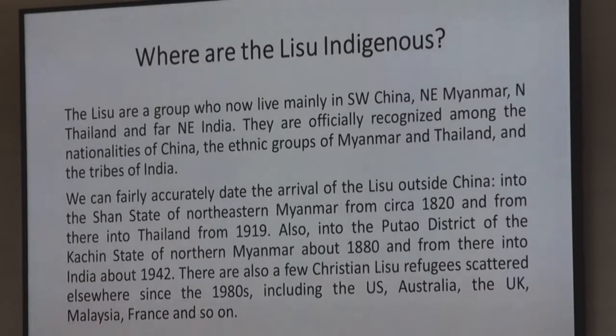So those in Burma came from northwestern Yunnan in China about 1820 and moved into Thailand in 1919. Those in northern Burma came from the same area of northwestern China of Yunnan in about 1880 and moved into it about 1942. And since the 1980s, a number of Christian Lisu have moved to a number of Western countries.